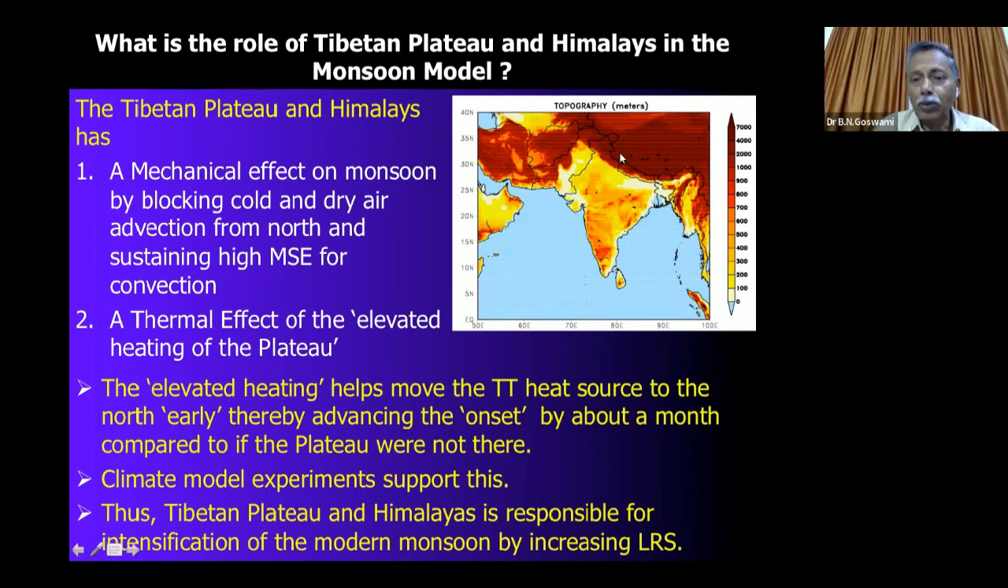the Tibetan plateau as well as the Himalayas have an important effect. Himalayas to the south are much taller. So this goes up to about 7-8 kilometers, but the Tibetan plateau is about 4-5 kilometers, right? So this acts as a bigger barrier for the mechanical effect. And that is important. The Himalayas are important for that.